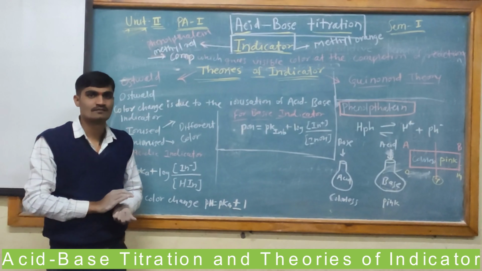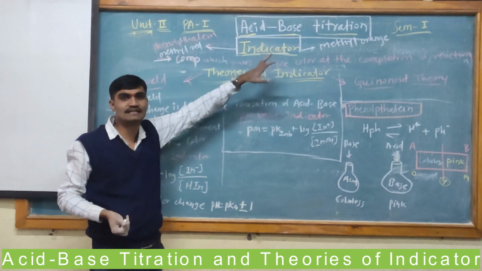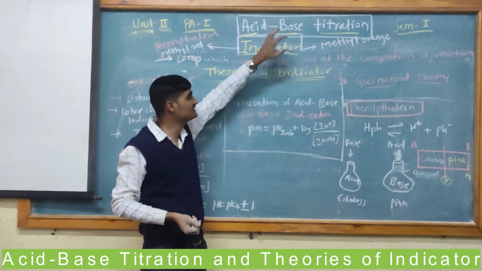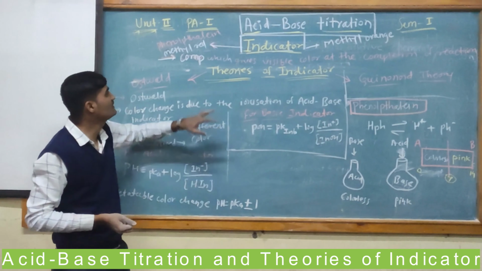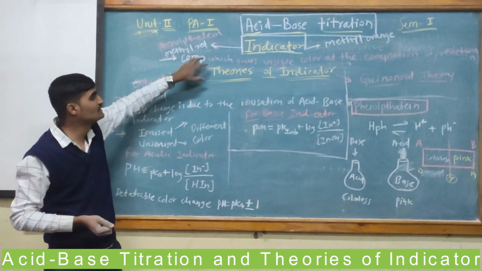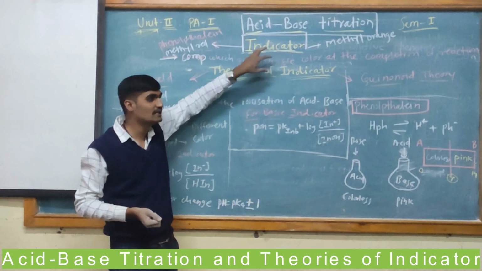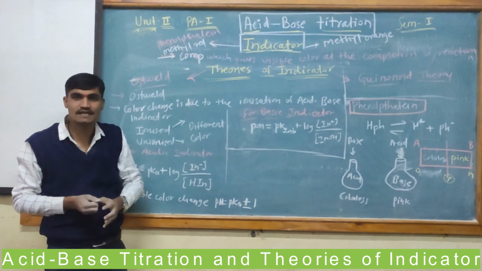Okay, so the next point is the indicator. In acid-base titration we are studying what you mean by acid and what you mean by base. During titration we use the indicator. So what do you mean by indicator? It is a chemical compound which gives a visible color change at the completion of the reaction.